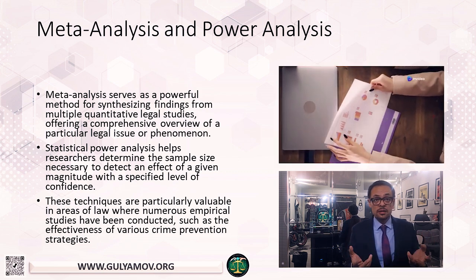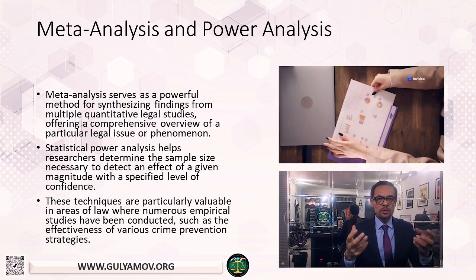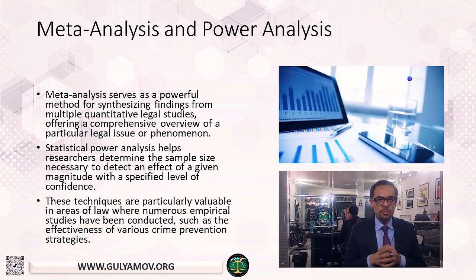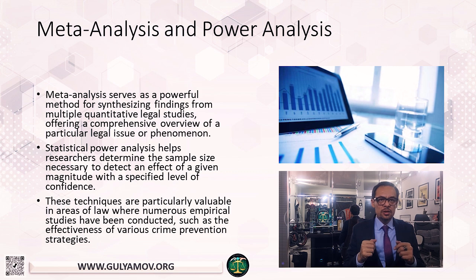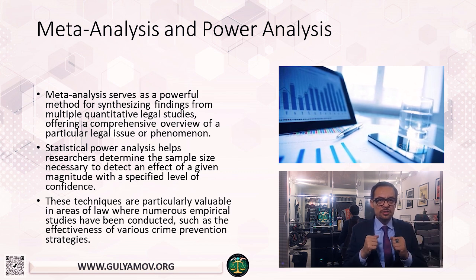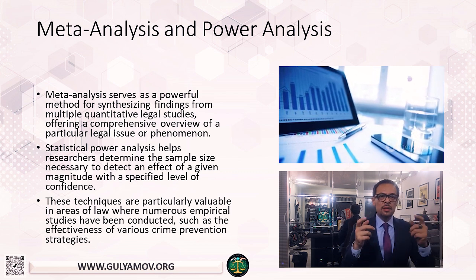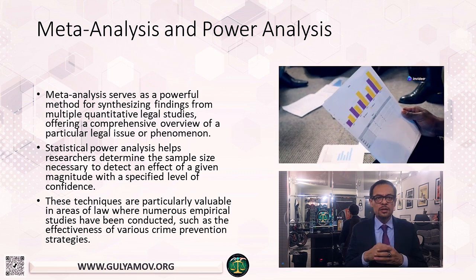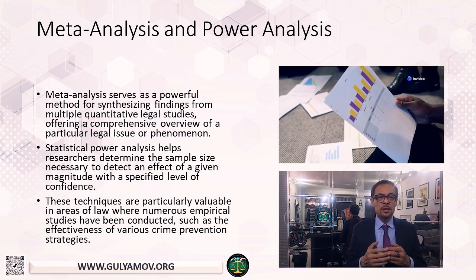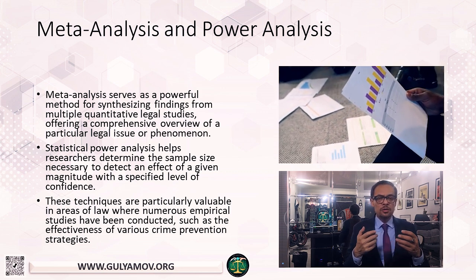Assessing heterogeneity among studies is crucial, as it indicates whether differences in results are due to chance or reflect genuine variations in effects across different contexts. Statistical power, the probability of detecting a true effect when it exists, is a critical consideration in quantitative legal studies. Inadequate power can lead to type 2 errors, failing to detect genuine legal phenomena.